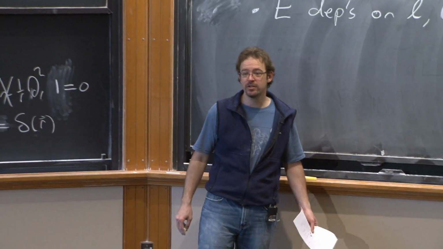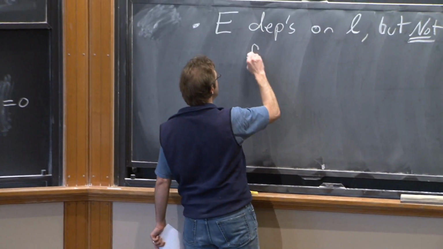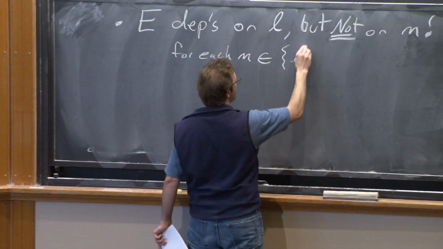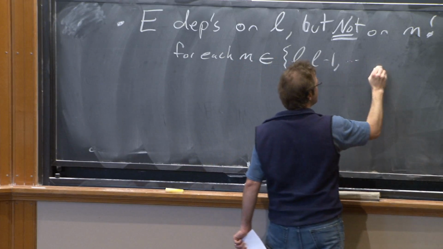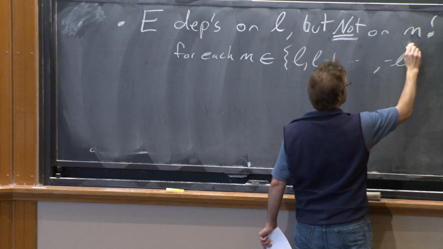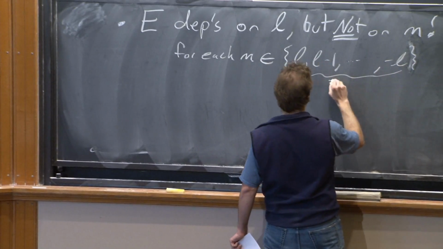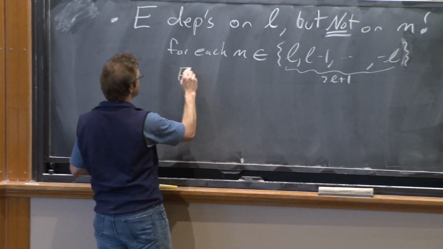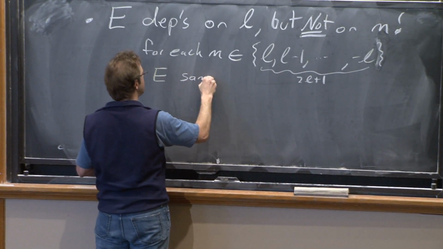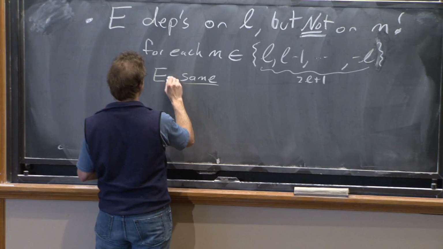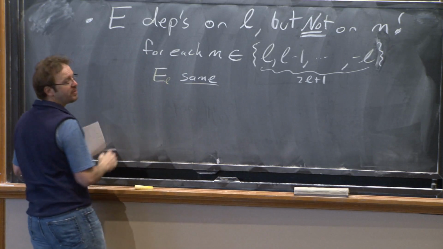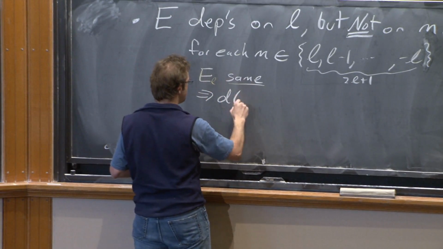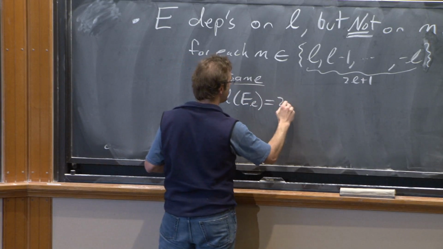So that means for each m in the allowed possible values, L, L minus 1, down to minus L, and this is 2L plus 1 possible values, for each of these m's, the energy is the same. And I'll call this E sub L, because the energy can depend on L. The degeneracy of E sub L is equal to 2L plus 1.